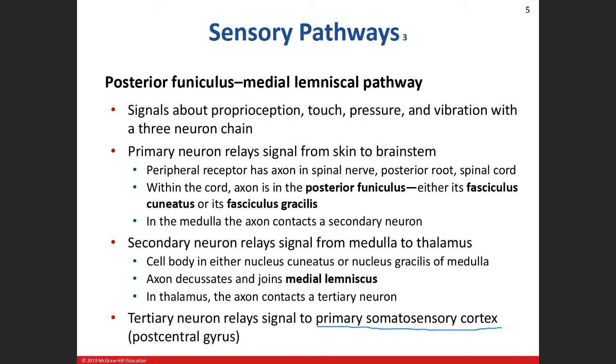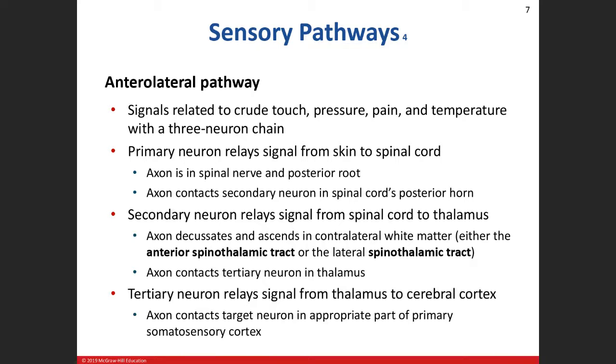All right, that's the medial lemniscal pathway. Let's do another sensory pathway. This one is called the anterior lateral pathway. Hence, it's going to travel on either the anterior or lateral portion of the spinal cord. We'll talk about that. Same type of scenario, but first let me just mention this.